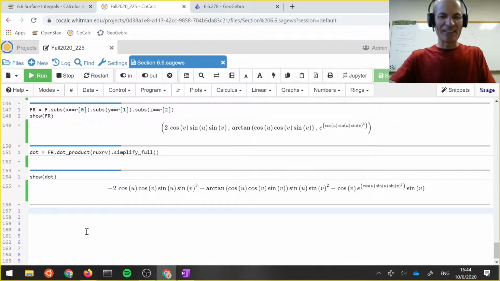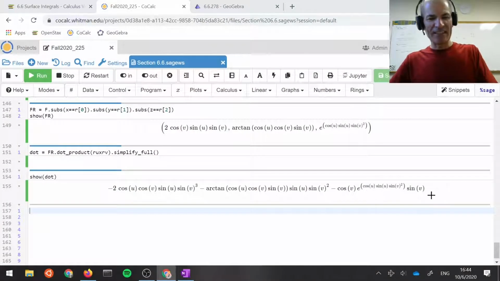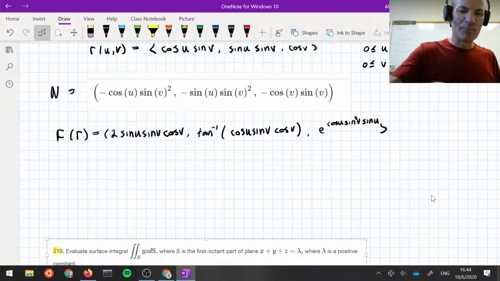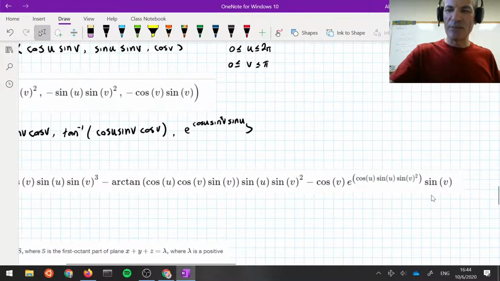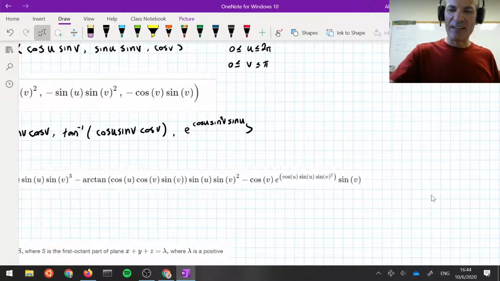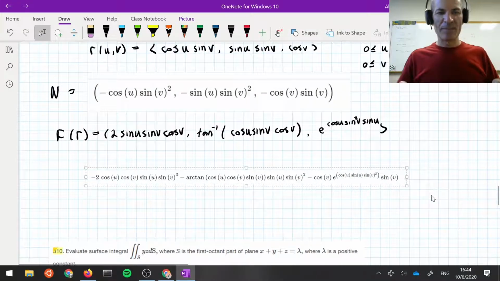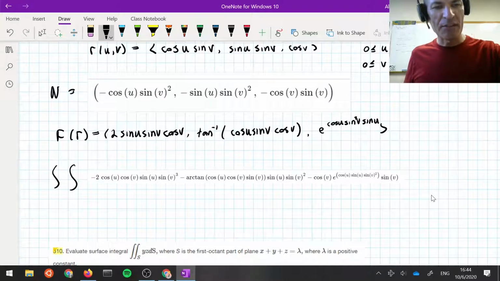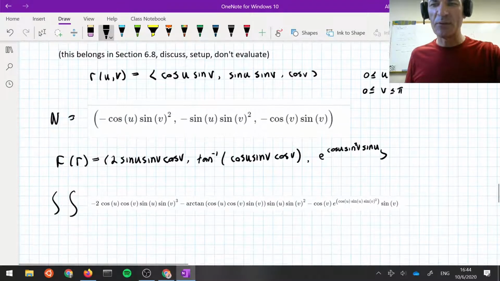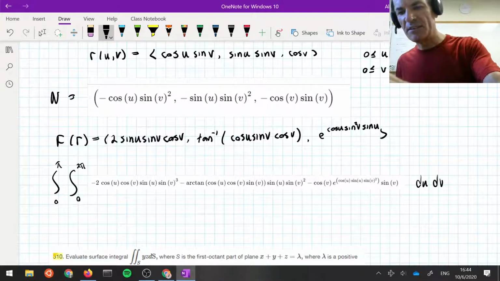And just for the hell of it, let's copy this into the worksheet just to show you how absolutely hideous this really is. All right, so this is what we get when we look at F of r dotted with r_n. And what are the limits of integration? Remember that u is going from 0 to 2 pi, and v is going from 0 to pi, and then du dv out there.